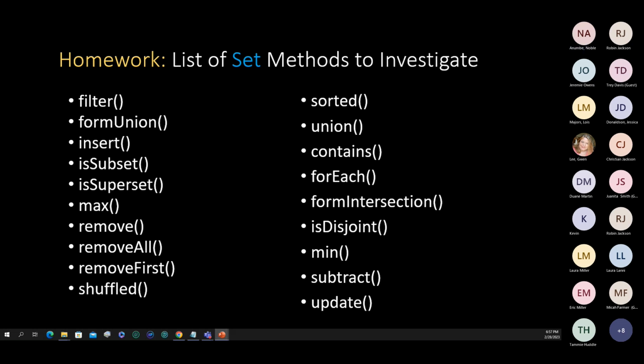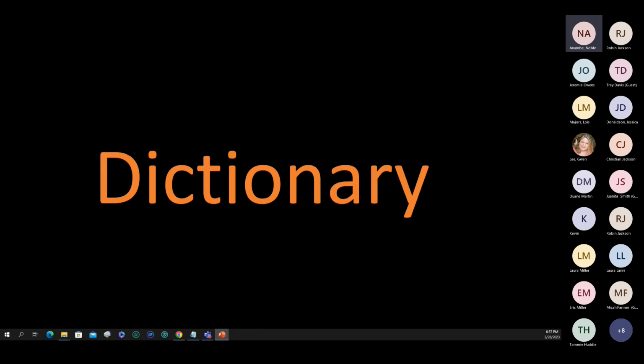So it's important to go through these methods when you have time, read through them, find out what they do, and proceed. So the next collection we're going to be talking about is the dictionary. So what exactly is the dictionary? Again, it's the third collection, a specific type of data type.